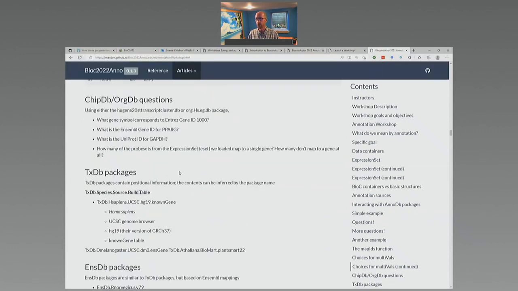So here's a couple questions for you guys to try to see how well this is sinking in. Using either the chip package that I used above, or the org.Hs.eg.db package, what's the gene symbol for Entrez gene 1000?